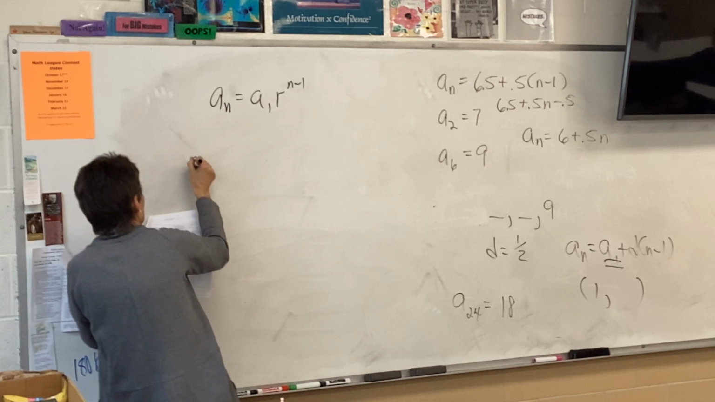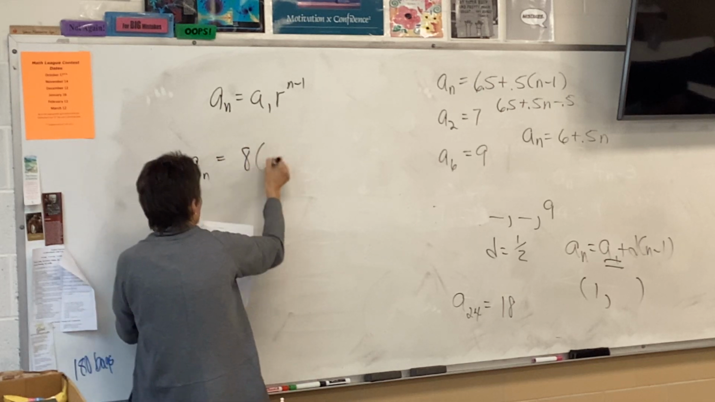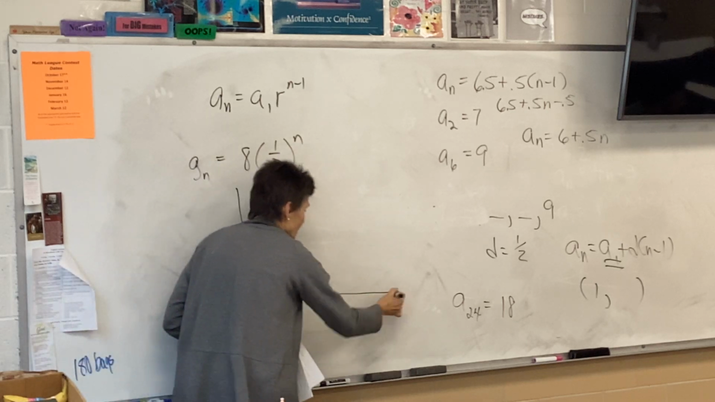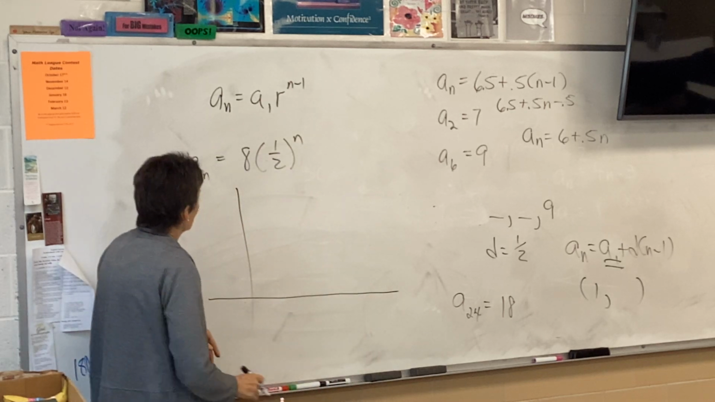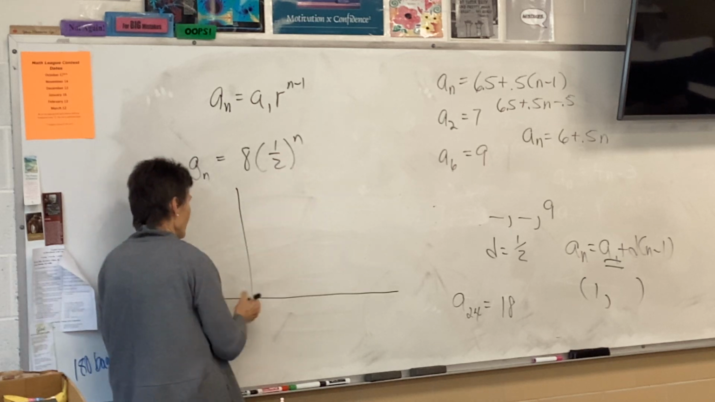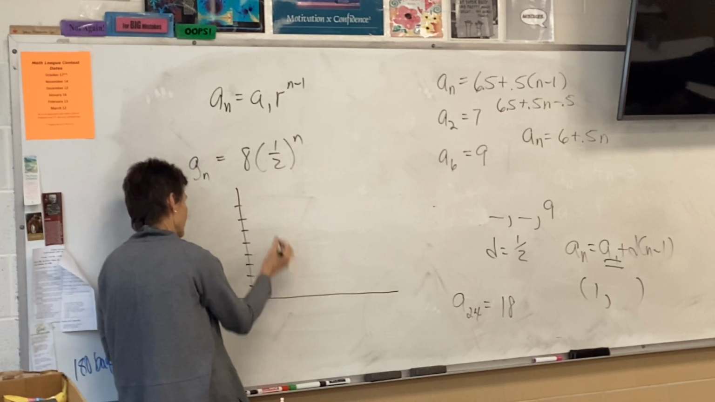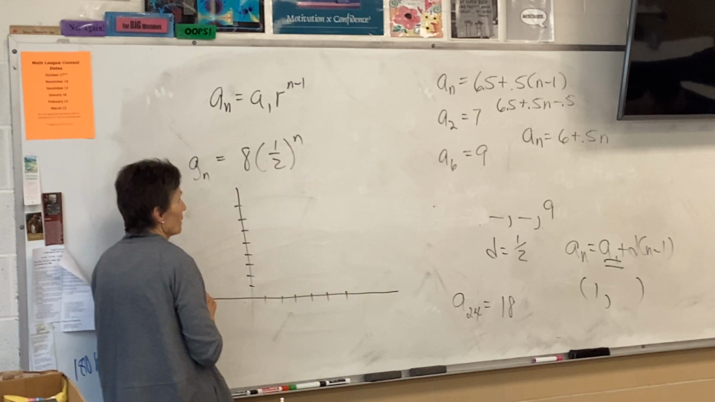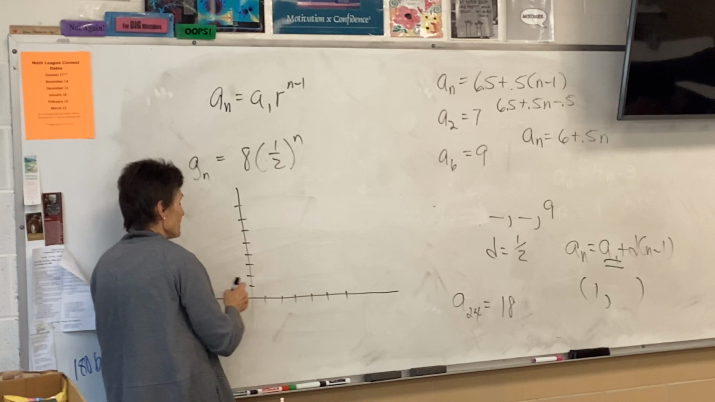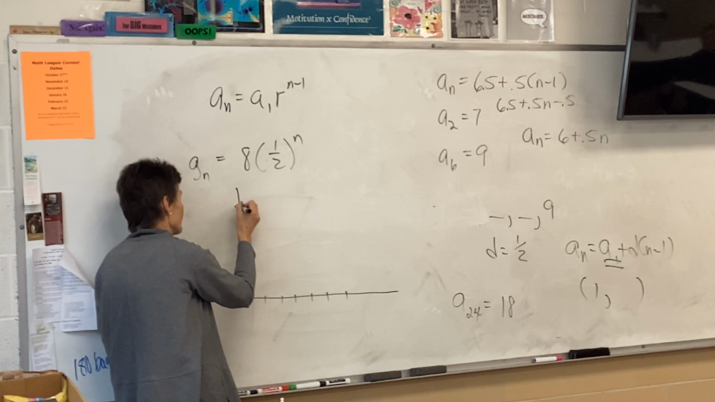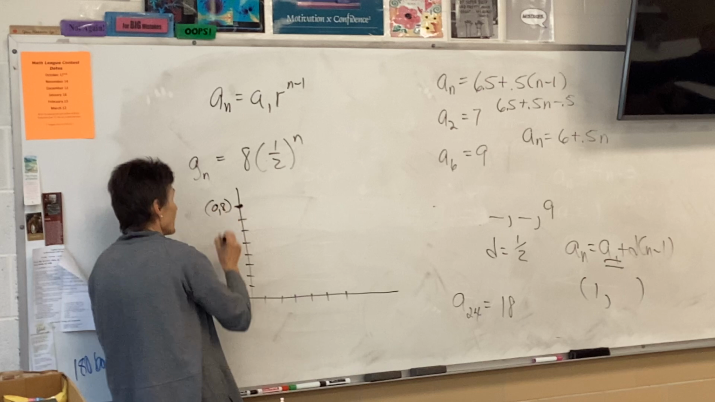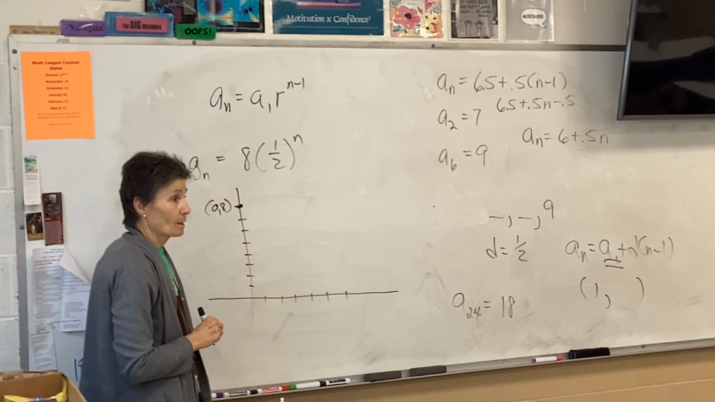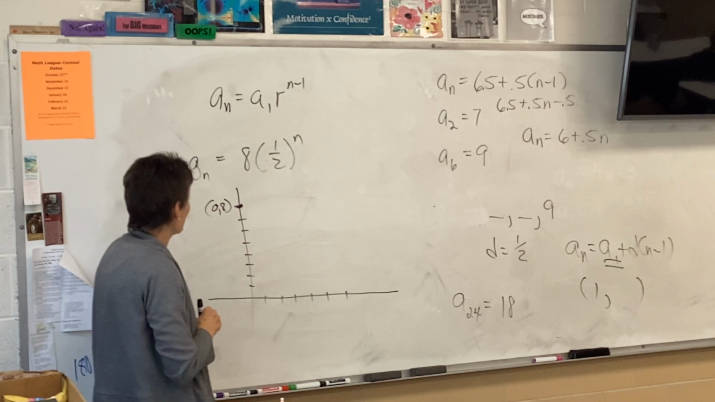So let's take a look at this one. He says g of n equals 8 times 1/2 to the n. We are going to draw a picture of this. So if we put in 0, what do we get? 8. As you remember, anything to the 0 power is 1. We'll have a conversation about that another day.